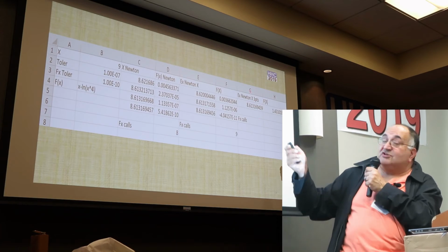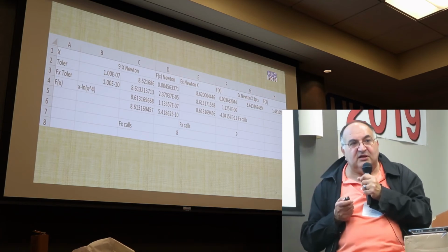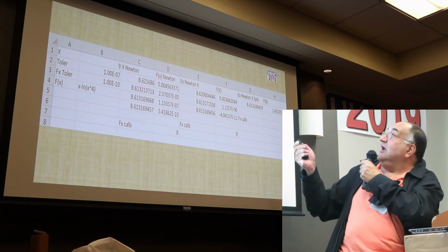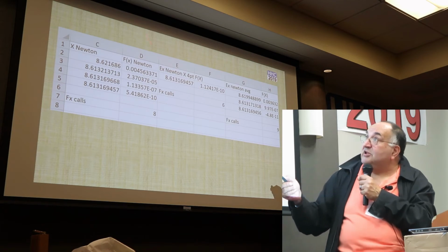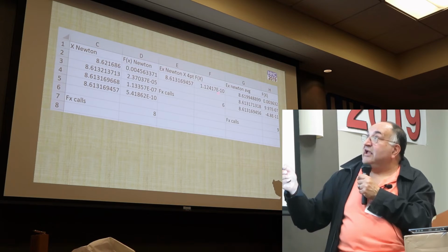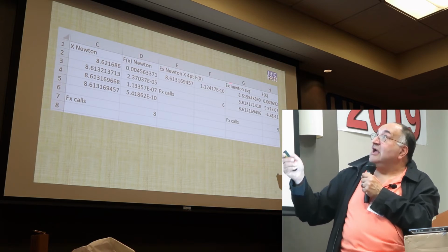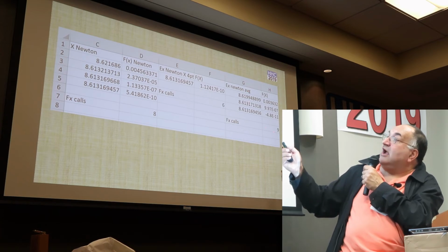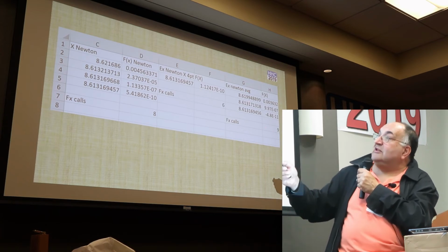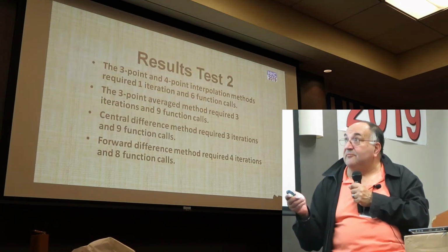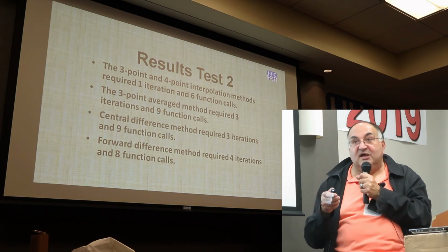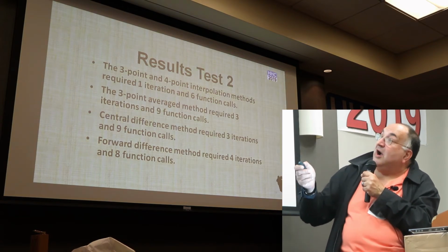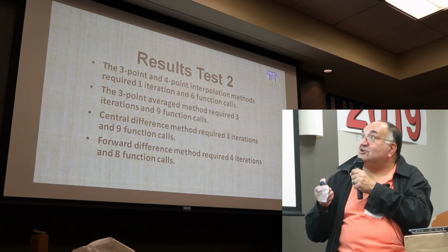Here is the 3-point inverse interpolation. 1 iteration and 6 function calls. And when I compare that with the 4-point inverse interpolation, again, 1 iteration gets me there at 6 function calls. And the weighted average requires actually more function calls, but 1 less iteration. Again, here we see that the 3-point and 4-point inverse interpolation methods did real well. They required 1 iteration and 6 function calls.